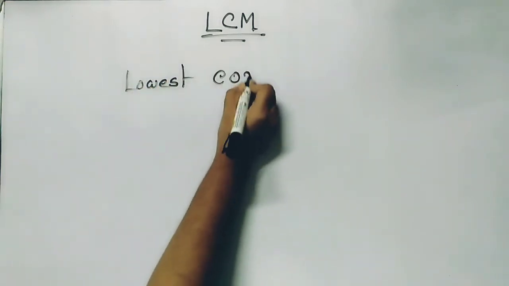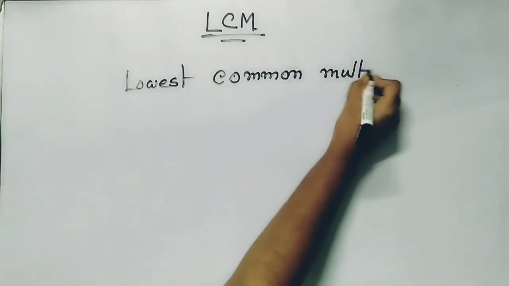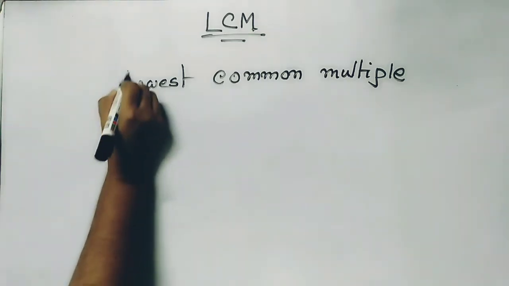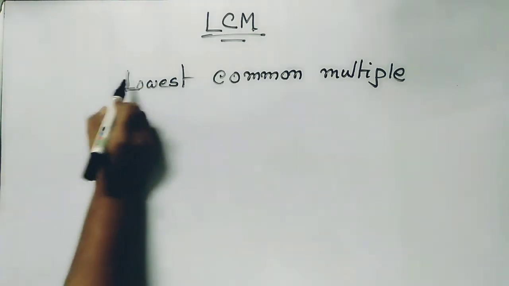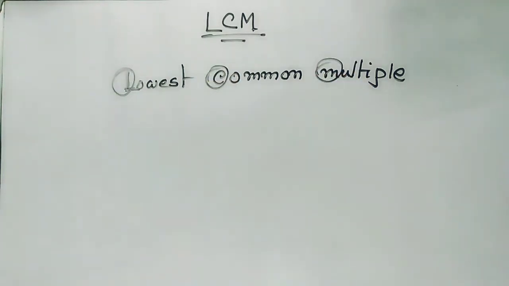So let's start. At first, we have to know the full form of LCM. The full form of LCM is lowest common multiple. L for lowest, C for common and M for multiple.